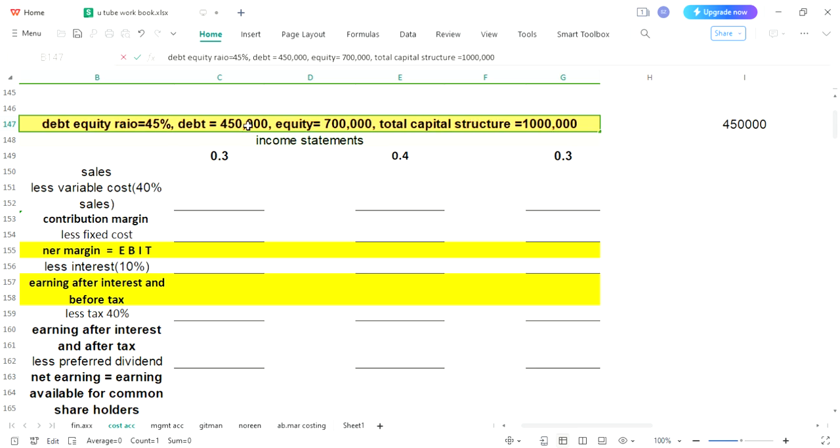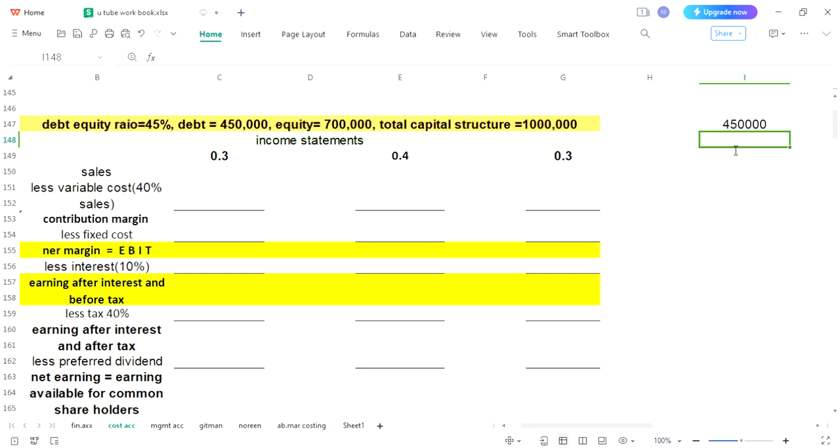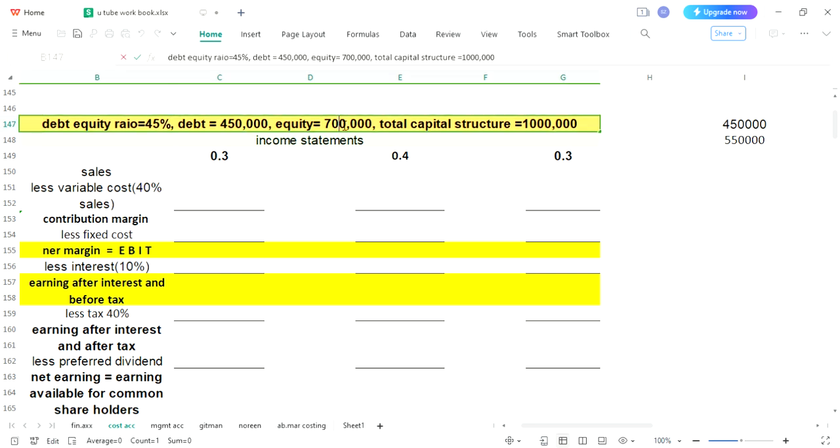4,50,000. So now we need to calculate our equity. As we know, 1 million was your amount of capital structure, out of which we have decided that 450,000 we will arrange through debt. So the remaining part would be arranged by ourselves, 550,000. So we need to change this capital structure as well.